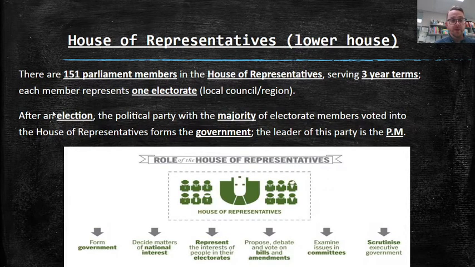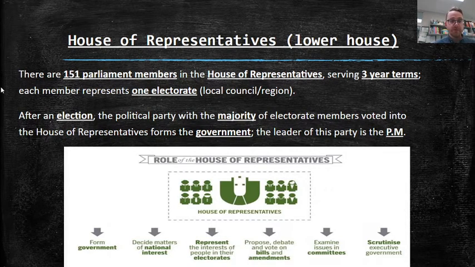And each of those members, we didn't just pick a number out of a hat, each of those members represents one electorate, so one local council or region. For example, Mount Waverley, Glen Waverley is the electorate of Chisholm. Funny name, I know, you've probably never heard it before, but that's basically one region of neighborhoods. We don't have 151 suburbs in the House of Reps, we don't have the Glen Waverley rep, we have someone who looks after Glen Waverley and then a couple of other suburbs nearby.